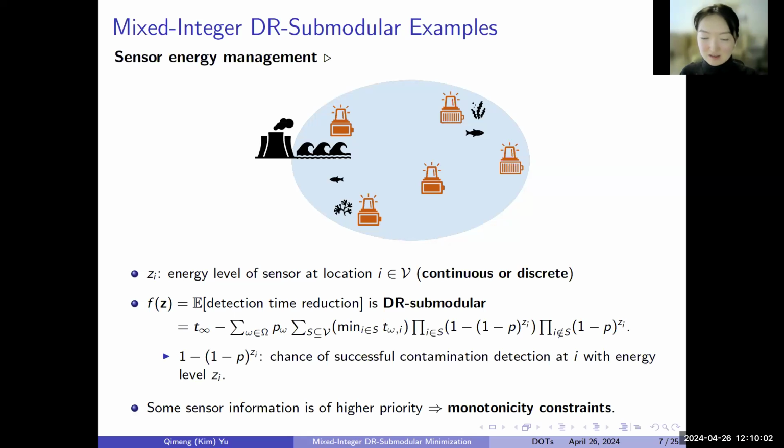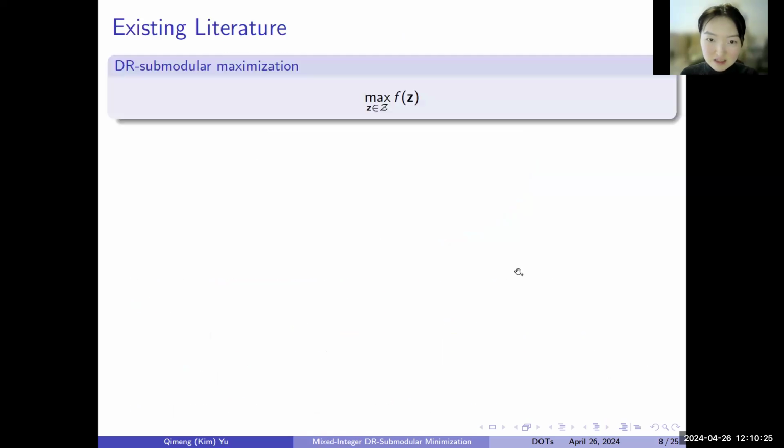There's an upper bound and it should be non-negative. On top of that, we may want to consider other constraints. For example, we may care about information in certain locations more than others. So we would naturally want to give more energy to the sensors at these locations, which could be modeled by the so-called monotonicity constraints that I will explain further later. Okay, so at this point, hopefully I have motivated the study of this class of optimization problems.